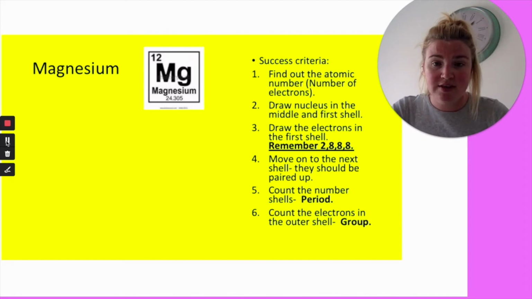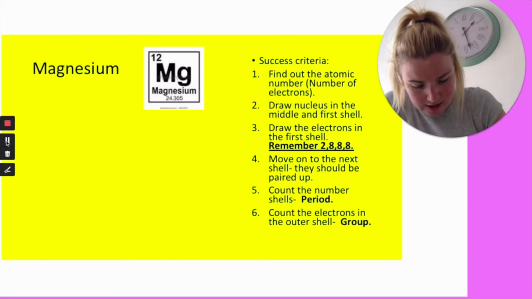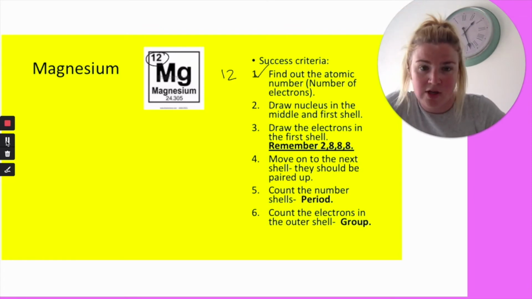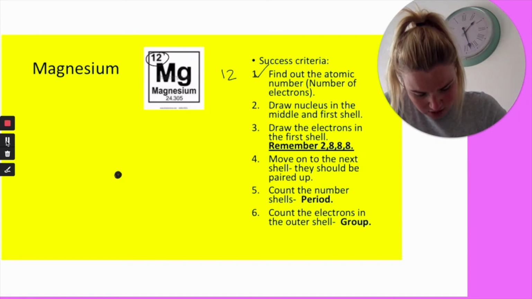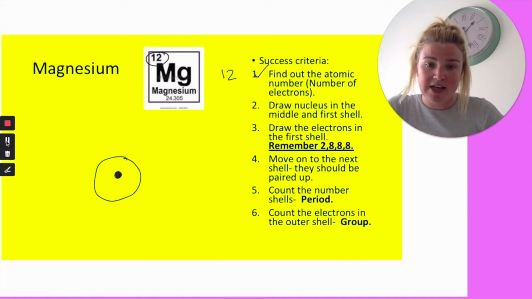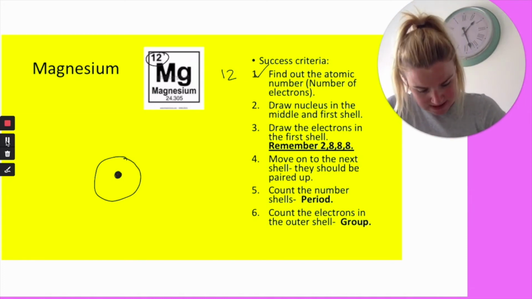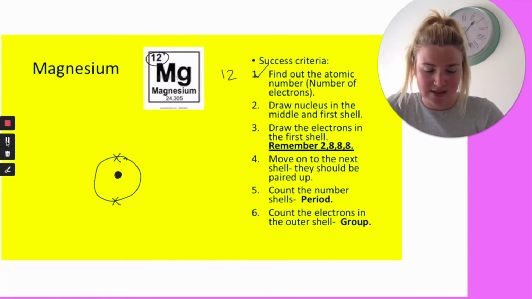So, first thing we need to do is find the atomic number. The atomic number is the smaller number. So this time, I've got 12, okay? Draw the nucleus. Remember we spoke about how we're going to do our nucleus as a dark circle. And then I'm going to draw my first shell, okay? How many can fit in my first shell? 2. Remember I said nice and spread out, so we do them at 12 and 6, okay?